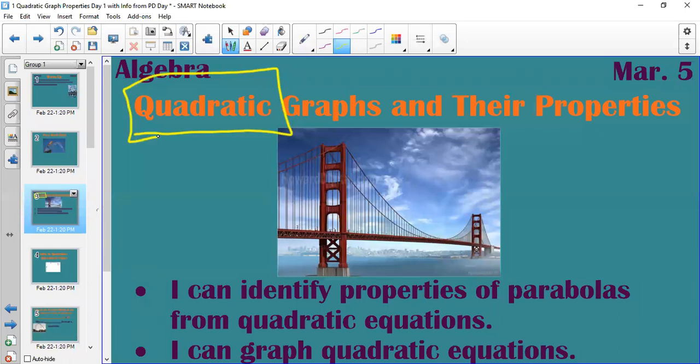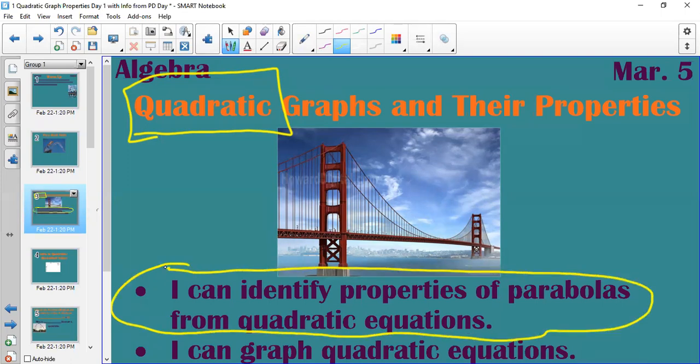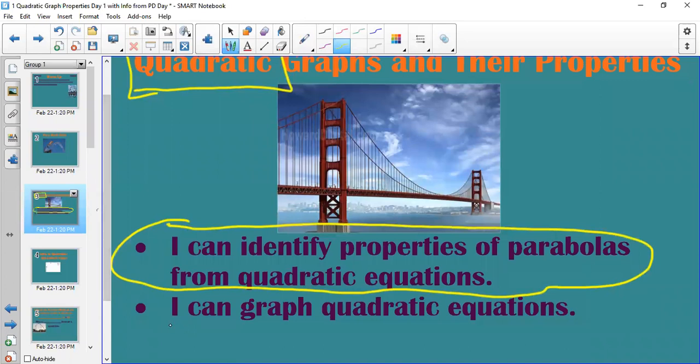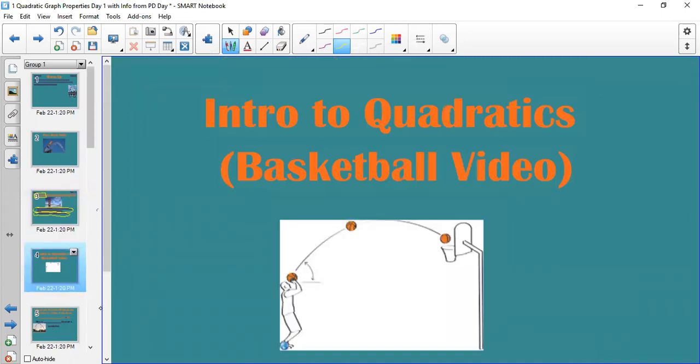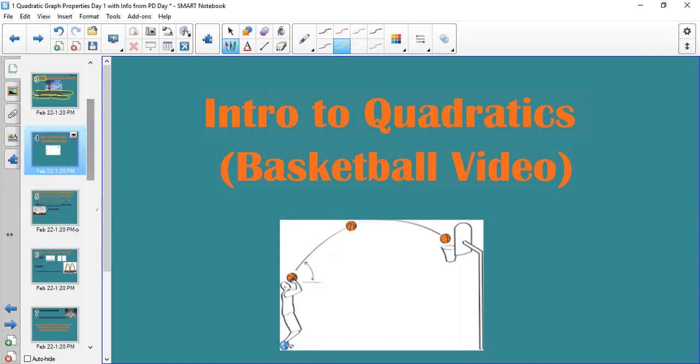And there's two things that we're going to talk about today. One thing, by the end of the lesson, we want to be able to identify different properties with parabolas and quadratic equations. And then the second one is that we can graph quadratic equations. Okay, so those are the two objectives for today. I'm going to skip the video since I'm already doing a video.